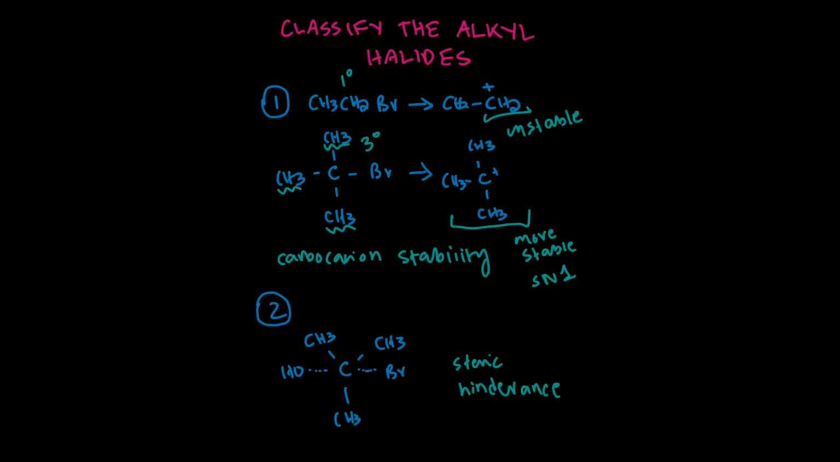Now let's look at the second reason, which in this case is steric hindrance. As you can see, around this carbon in this tertiary alkyl halide, there are three different R groups. Because these three R groups are larger than the hydrogens around the primary carbocation, there's going to be less space for the OH to get attached, and it's going to be less likely for this pentavalent transition state to form, which is why tertiary alkyl halides go through the SN1 mechanism.